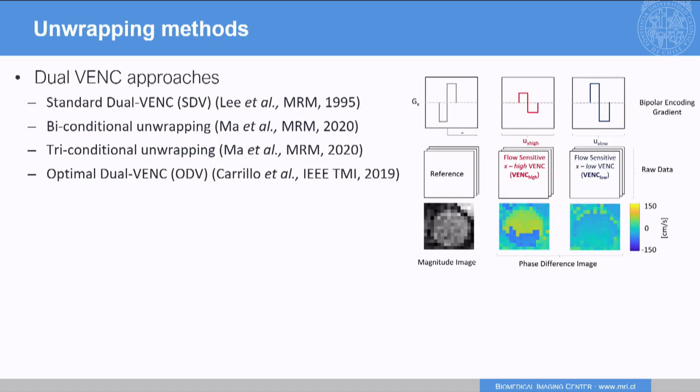So over the last years, different dual VENC approaches have been proposed. And in dual VENC, we obtain two different sets of phase contrast images, one with a high velocity encoding and another one with a low velocity encoding. And different methods have been proposed to use this data to unwrap the flow data. Like the standard dual VENC approach, the bi-conditional and the tri-conditional unwrapping method, and also the optimal dual VENC data. And in most of the cases, the high velocity encode data is used to unwrap the low VENC, basically.